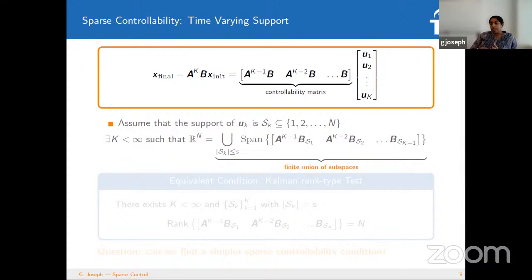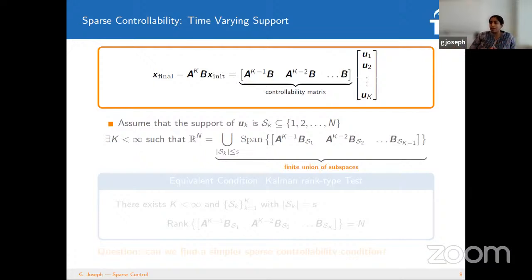One thing to notice here is that on the right-hand side, we have a finite union of subspaces. Why is this finite? It's finite because our K is finite, and we have only finitely many options for S_k. So S_k is basically a support which is a subset of the set 1, 2, 3, all the way up to N, and we can choose only s entries from the set. So S_k possibly has N choose s possibilities, which is again finite. So what we have on the right-hand side is a finite union of subspaces. And we want the finite union of subspaces to be equal to another vector space R^N.